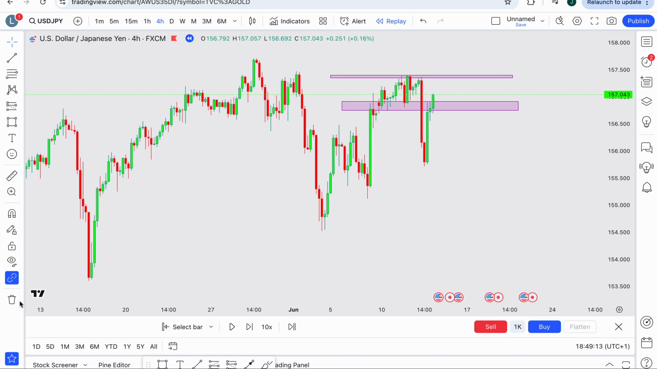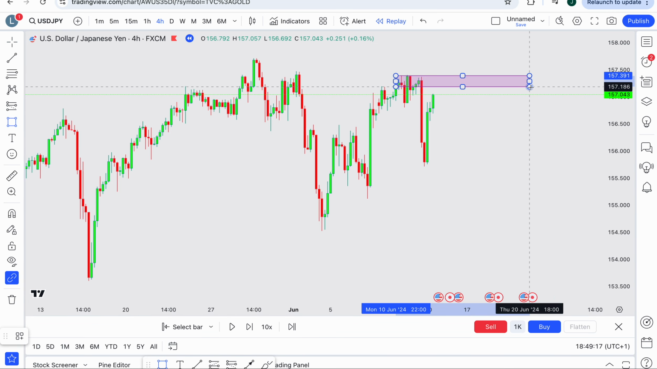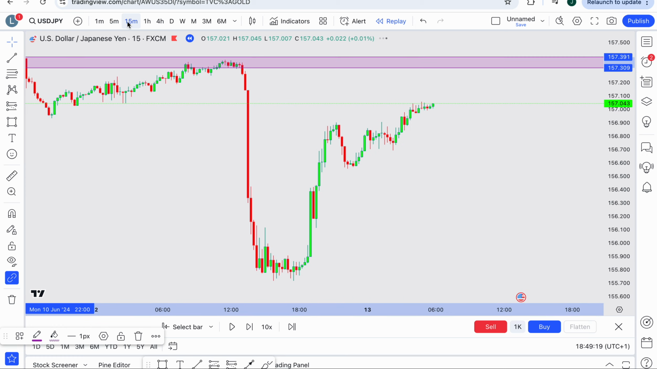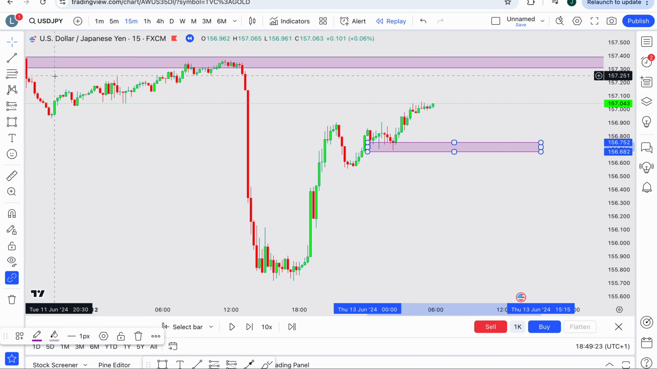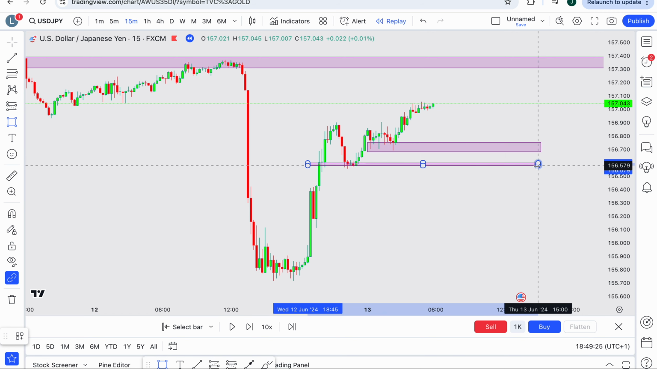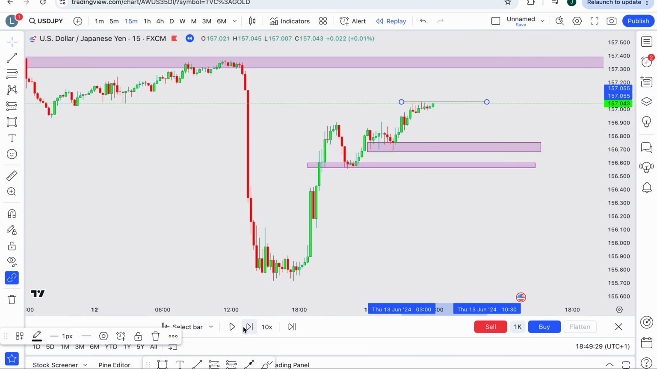Okie dokie. So, in my opinion, price is looking very bullish. We could probably get to this key level before anything happens. So let's see if we can take some trades in the 15-minute. It's also looking bullish. We can take trades by there. We can take trades there. Or we can wait for price to break out by here.